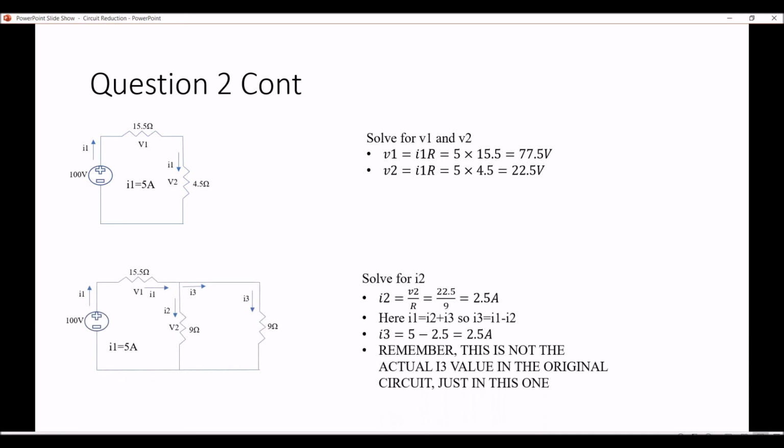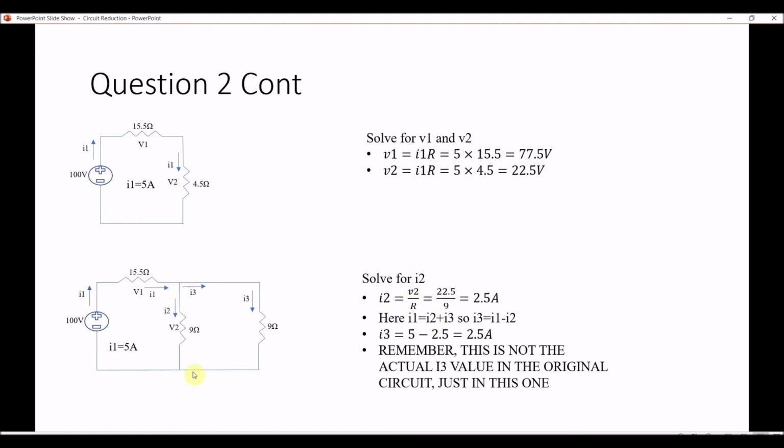So now we're going to go back to the circuit before we had this to this. And so we're going to solve for I2. Now, I2 is equal to V2 over R. Now, people get a little confused here. Well, let's just do V2 over R. We solved for V2 before. It was 22.5. 22.5 over 9 equals 2.5 amps. Resistance is 9, that's why it's 9 here. And so we have I1 and I2.